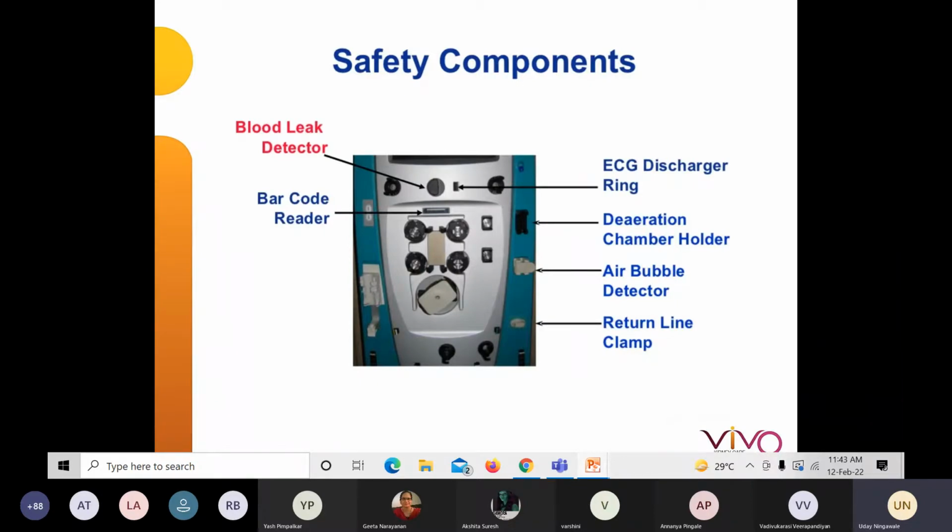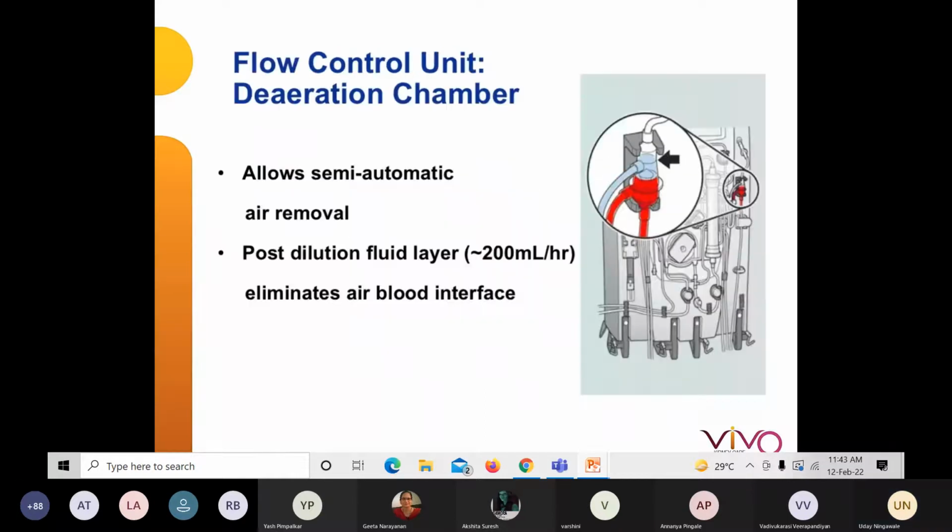If any blood leak happens, the blood leak detector will detect it immediately, give the alarm and stop the blood pump. If air in the circuit is detected, it will stop the pump, and from the patient's safety point of view, corrective action has to be taken, and then you can restart the pump. The deaerating chamber allows semi-automatic air removal. A dilution fluid layer of approximately 200 ml per hour eliminates the air-blood interface. So whatever air comes into the circuit is continuously and automatically released out in the deaerating chamber, and air-free blood is supplied in the circuit.